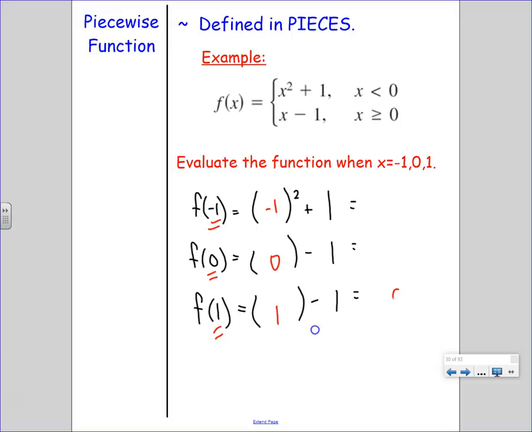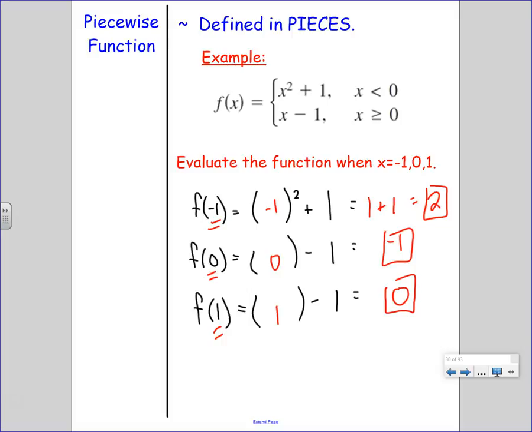1 minus 1, 0 minus 1. Pencil math, do it correctly. What's -1's quantity squared? What's 1 plus 1? This is what would happen if you inputted -1 to the piecewise, 0 to the piecewise, 1 to the piecewise. Does that make sense?